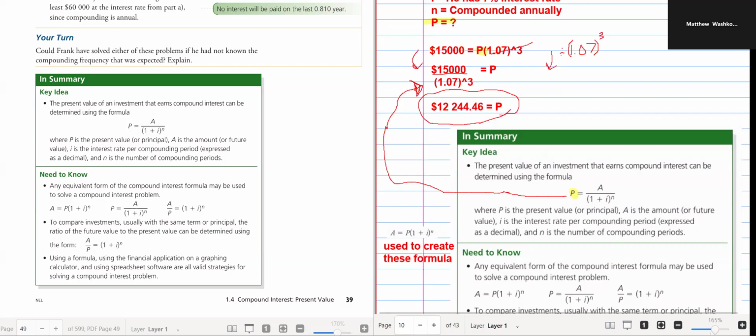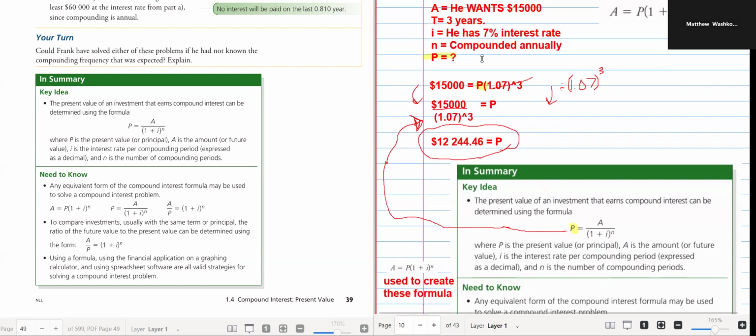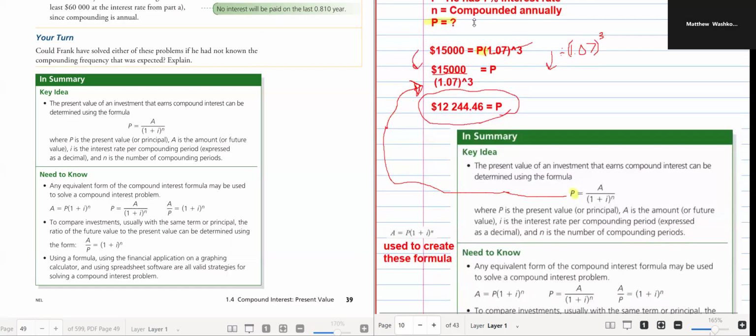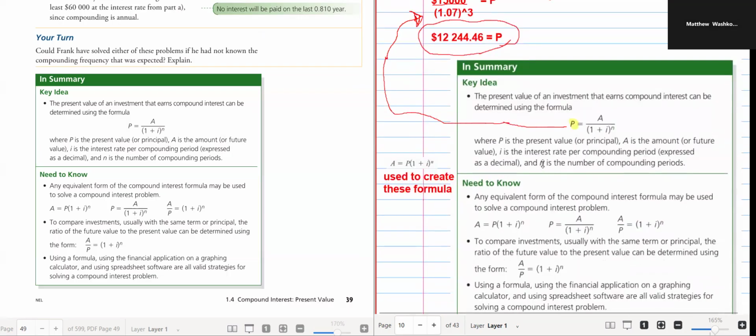But what if I wanted to find something different? What if I knew this $12,000 figure, but I want to know how many years? I want to know what the interest rate is. I want to know how frequently it needs to compound. I want to know the ratio between the investment and the principal, and so on. So what if I want to find something else? That's where these ones come in.